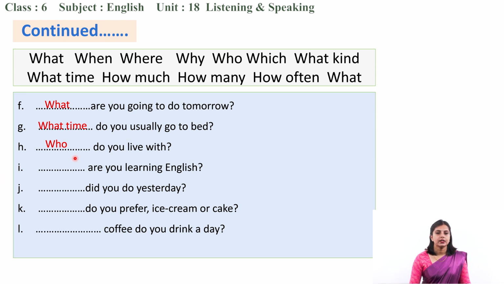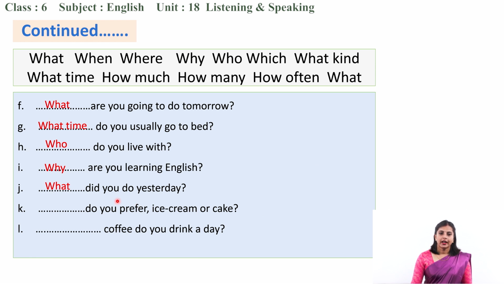Okay, the next one is dot dot are you learning English? Good, yes. Why are you learning English? Reason. I'm learning English because I want to be good in English. I want to go abroad for further study. Okay, I want to look smart. English speaking makes you look smart also, isn't it? So, why are you learning English? Reason. The next is dot dot did you do yesterday? Activities. Very good. Yes, that is what. What did you do yesterday?